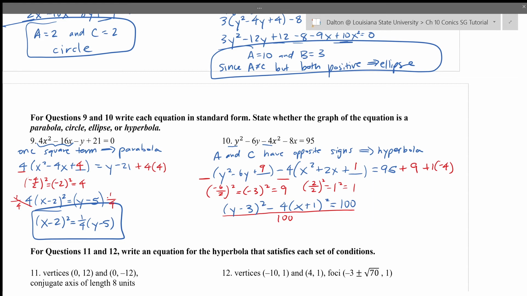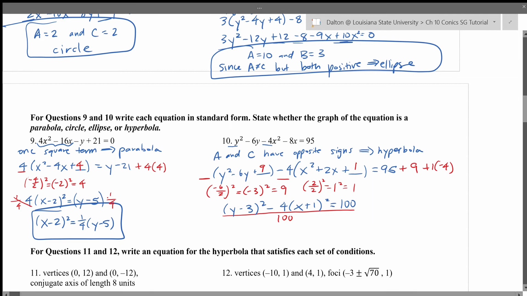So when we divide, there's no coefficient to the y's. So that's just going to stay as (y minus 3) squared over 100, minus, when you divide 4 over 100, that's 1 over 25. So that'll be (x plus 1) squared over 25 is equal to 1. And there's our final answer for the hyperbola.